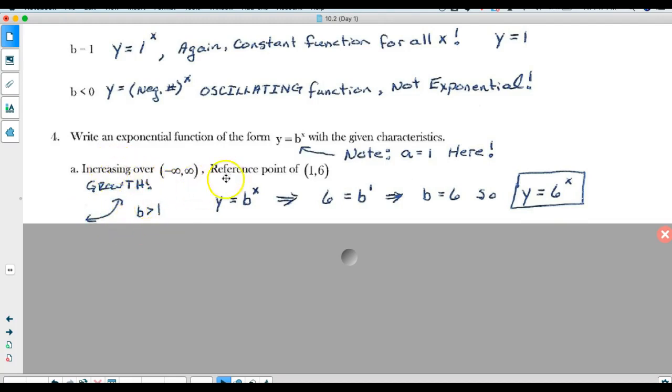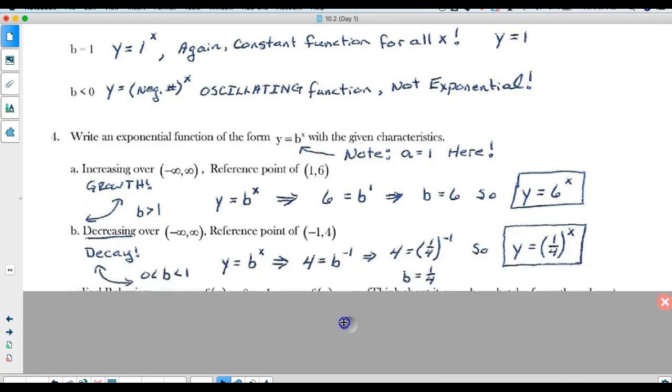Well, not only is it growth, I'm going to have a reference point. The graph that we're writing, or the equation we're writing, has to go through the point (1, 6). Well, if I take my general formula that they gave me up here, y equals b to the x, I plug in my y value and my x value to find out what b is. Well, b to the first, what to the first power gives me 6? Well, b has to be 6. So my equation would be y equals 6 to the x.